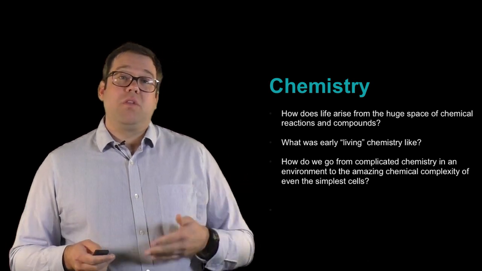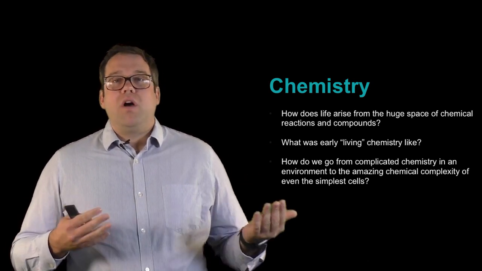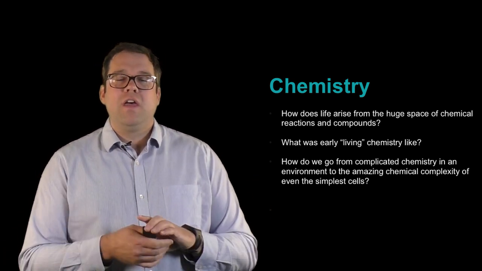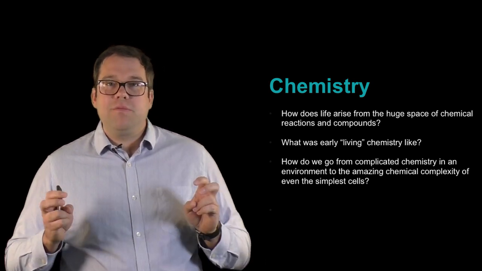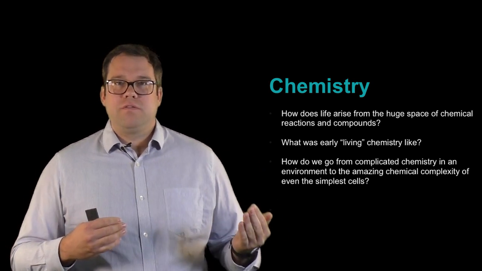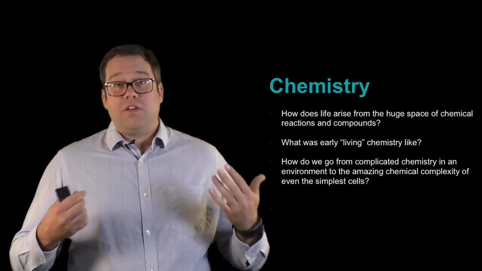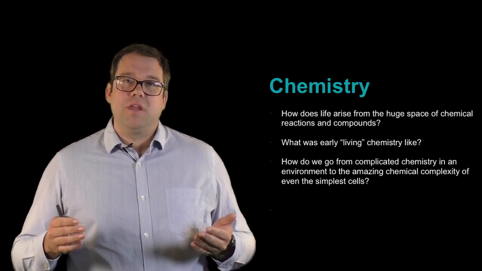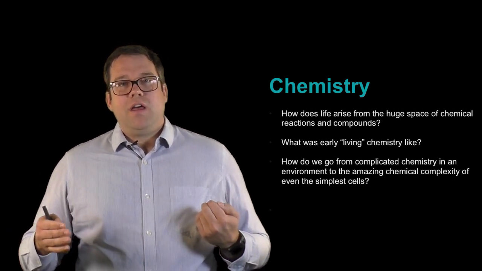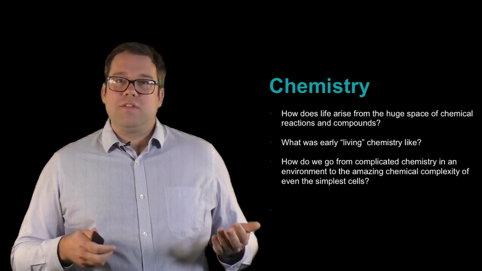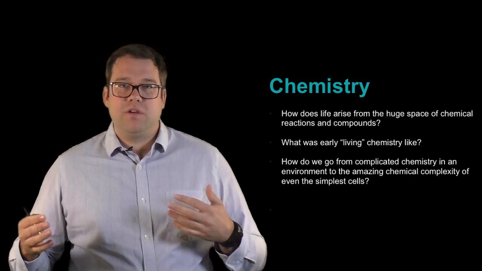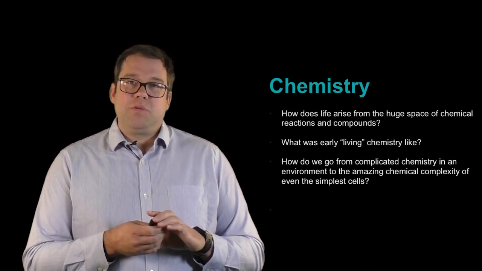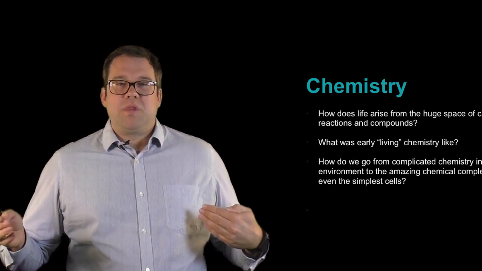Another question which relates back to earth science is, what was early living chemistry like? How was that possible in the early earth? And how do we start to define sort of living chemistry that isn't quite yet life? And then a really interesting question is, how do we go from complicated chemistry or a complicated chemical environment to something that's even more complicated and complex, and that's the simplest cells. So even the simplest cells have a set of chemistry and feedback and dynamics and interconnections that is much more complicated than things that we see in the environment. And so how do we make that transition?